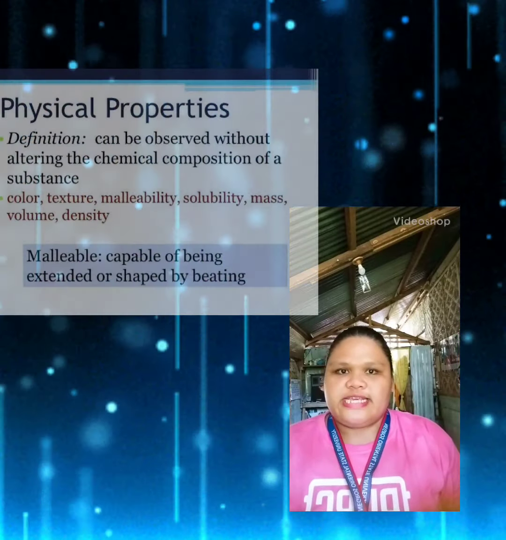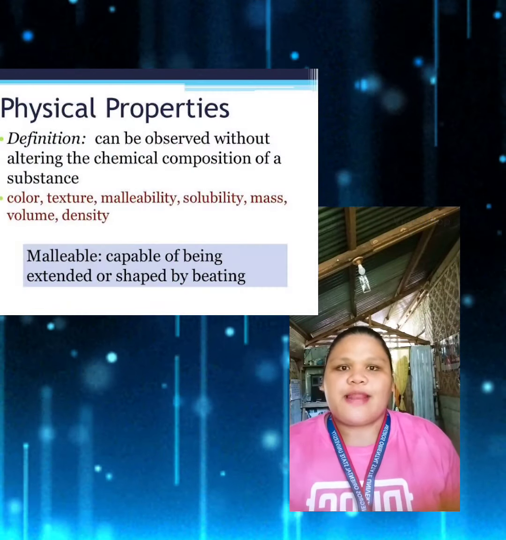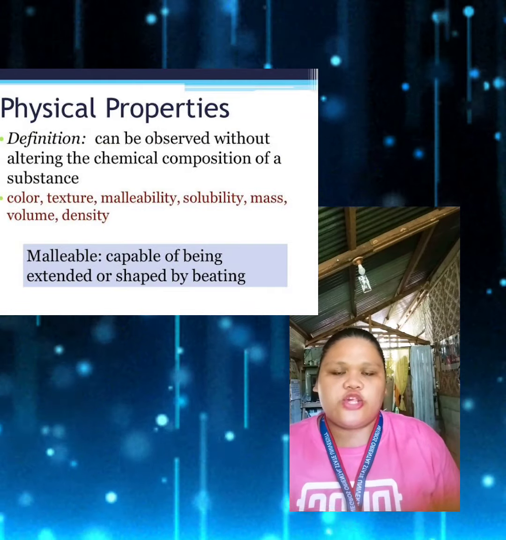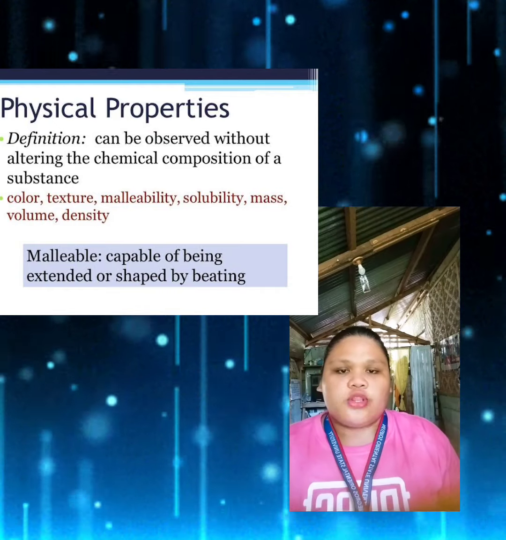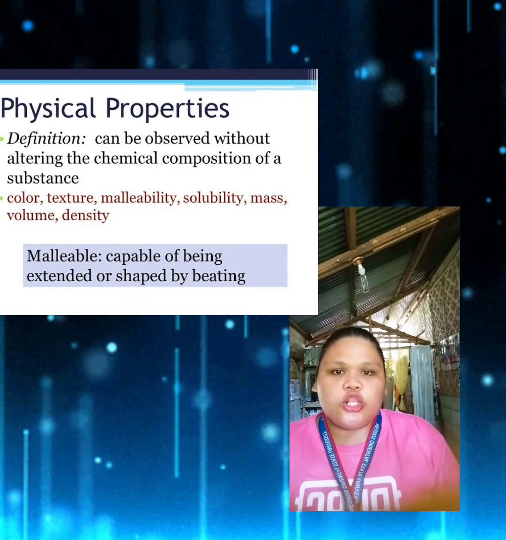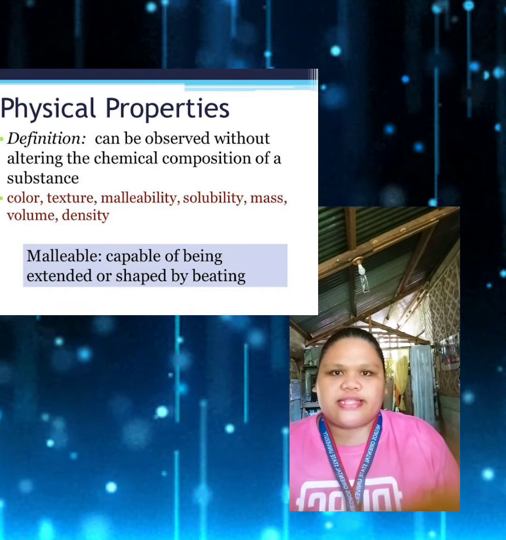A physical property is a property of a substance that can be observed or measured without changing the identity of the material. Physical properties include color, density, solubility, and boiling point.